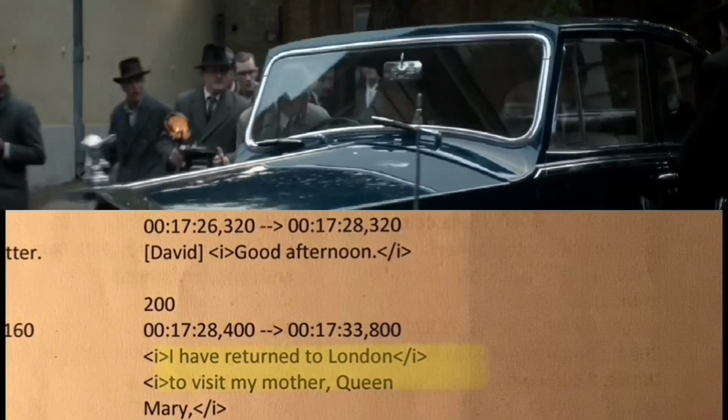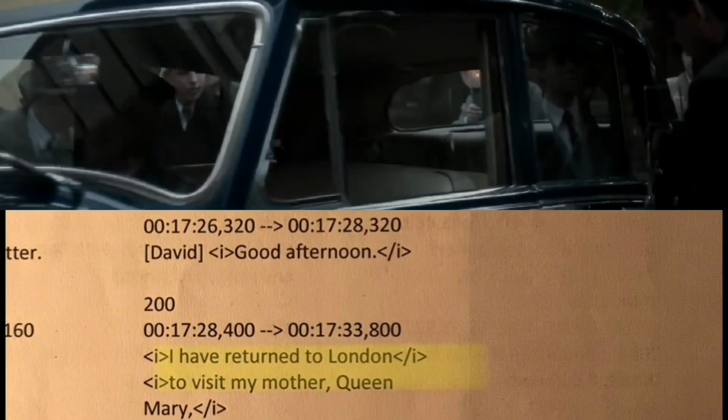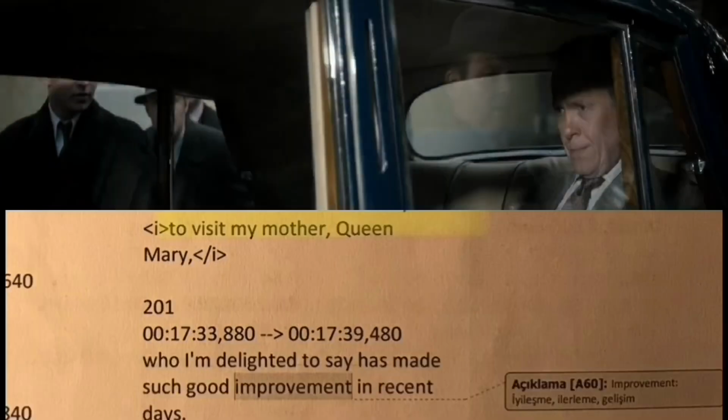I returned to London. Good afternoon. I've returned to London to visit my mother, Queen Mary.